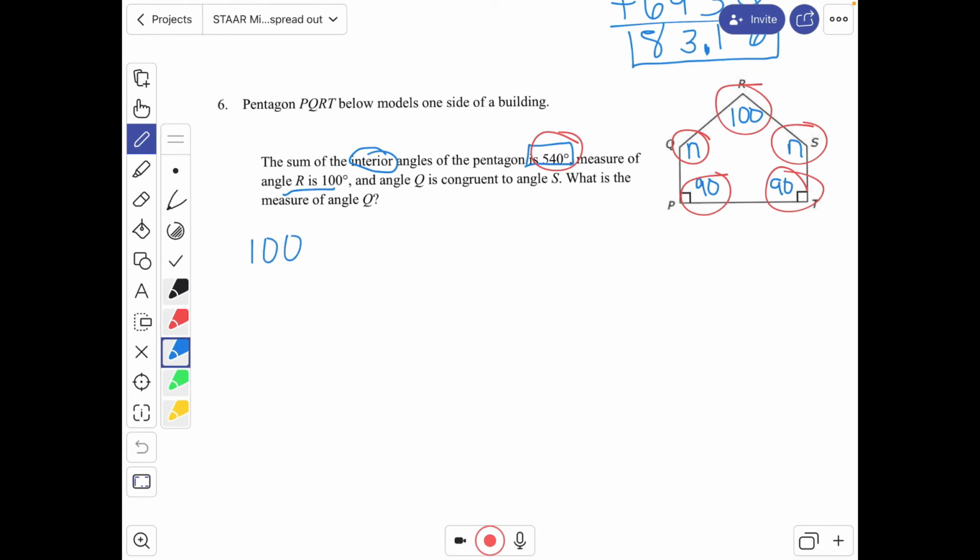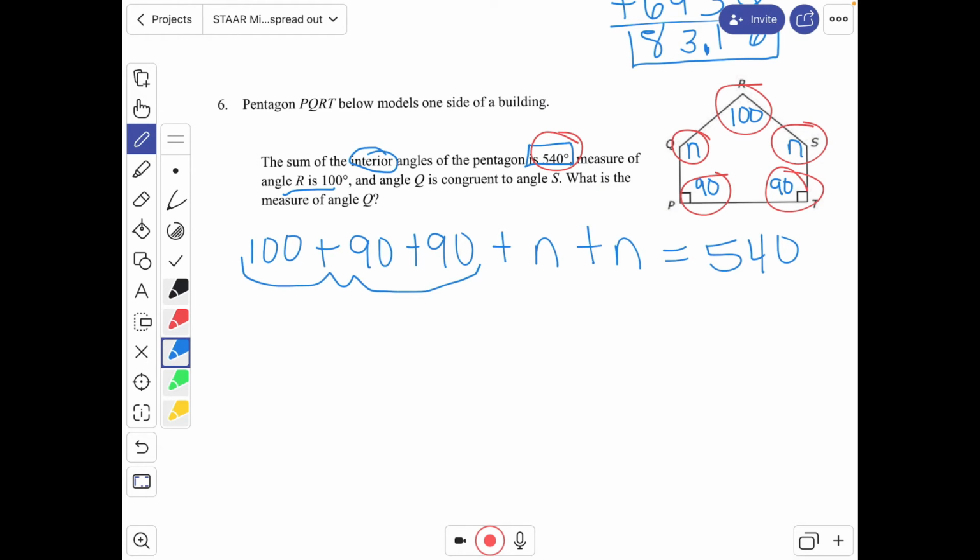So 100 plus 90 plus 90 plus n plus n equals 540. The first thing I want to do is combine all the like terms. These are like terms because they don't have any variables. They're just plain numbers, plain whole numbers actually. So if I add that together, it gets 280. And then I have an n plus another n. So I have 2 n's. They equal 540. And then I can just solve the equation.